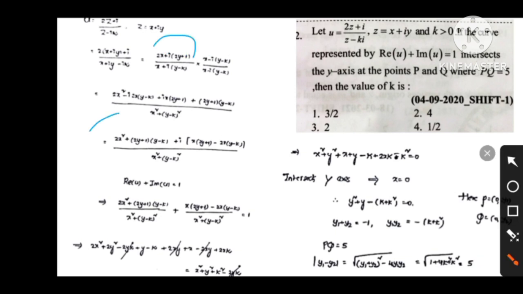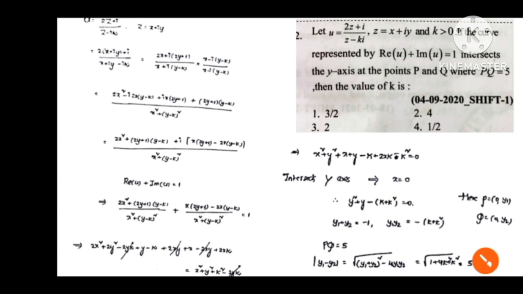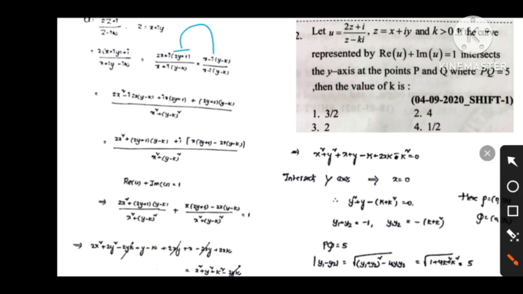2x into x, 2x square. Next, 2x into i into y minus k. 2x into first value, 2x into second value. Okay. Next, the imaginary part: imaginary part into x, imaginary part into imaginary part. Minus i square. The last value is minus i square, which means minus of minus, plus.